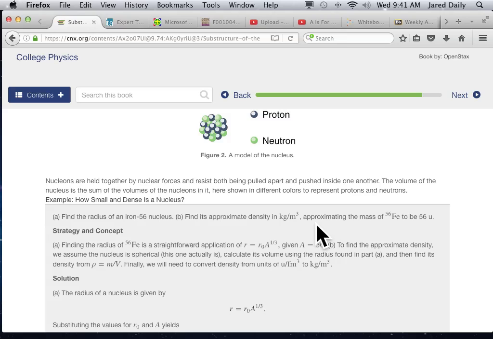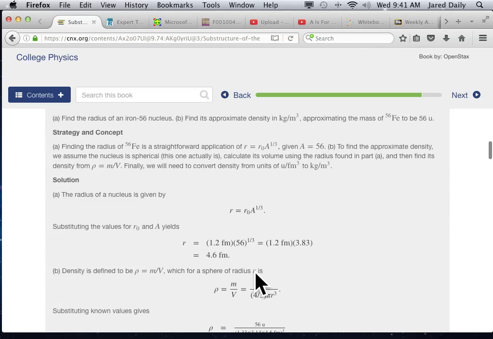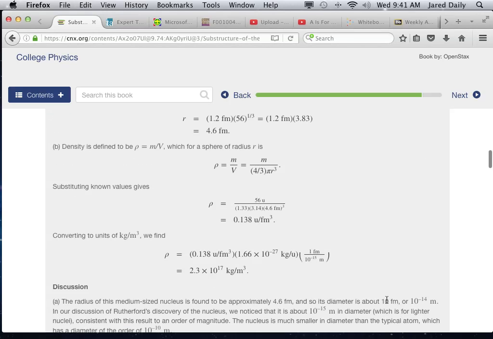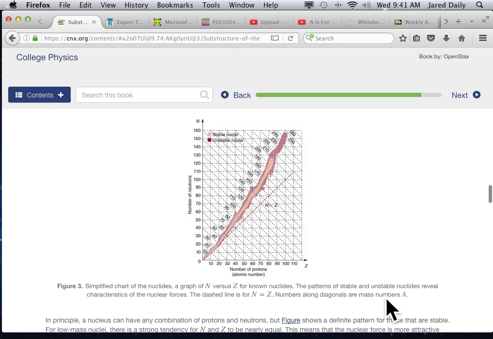So the approximate density: they calculate first the radius of it using the Bohr radius here for iron, and then you use the mass of the proton and the neutron to calculate the density. It's not a terribly difficult calculation. You did one in the last chapter.